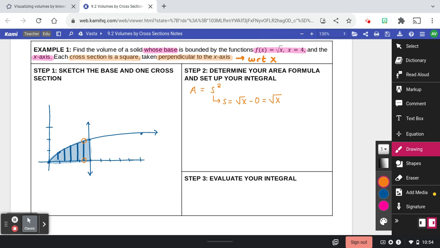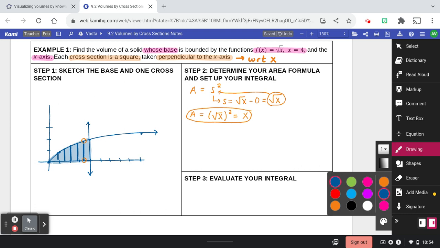If I now take square root of x and I plug it back into this area formula, the area formula that I get is the square root of x squared, which is just x. So now I have an area formula with respect to x.